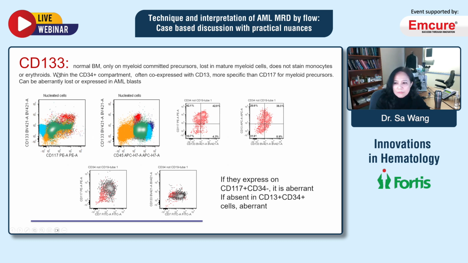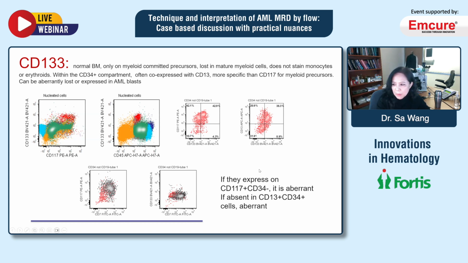So CD133, we found, is quite useful in the bone marrow. Actually, only the CD34 cells, the red cells, are positive for CD133. And among the CD34-positive cells, only the precursors committed to the myeloid lineage are positive. This is very important, because among the CD34 cells there are a lot of other cells, right? So only the ones committed to the myeloid will be positive.